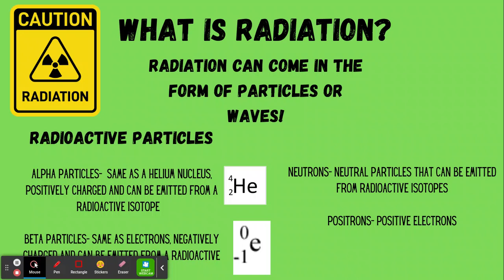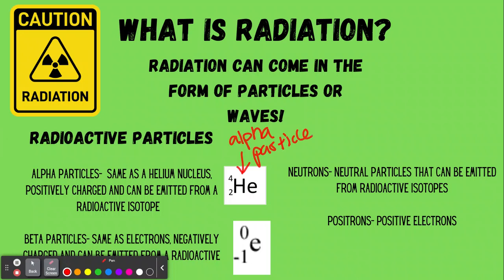Okay, so some of the radioactive particles that you need to make sure that you are aware of are alpha particles. Alpha particles are exactly the same as a helium nucleus. And so, therefore, the symbol that we use for alpha is 4 over 2 He. So, this right here is an alpha particle. When you see this symbol in a nuclear equation, this is the same thing as an alpha particle. And you've got to make sure that you link that in your brain.